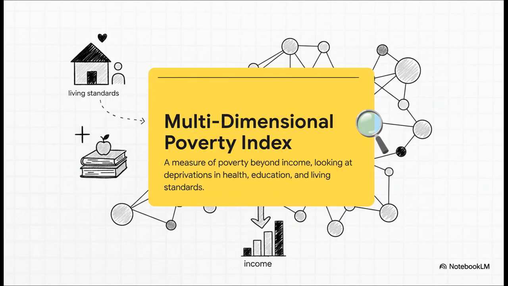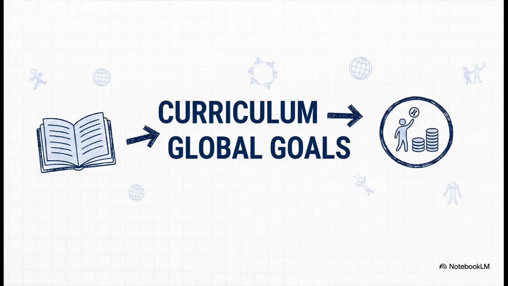It encourages students to see poverty for what it is, a really complex issue that touches health, education, and basic living standards. And this is just a perfect example of that push for relevance we were talking about. The textbook now literally connects the dots between the chapter on poverty and the UN's global goal to end it. It shows students that what they're learning is part of a massive worldwide effort. It just gives their learning so much more purpose.